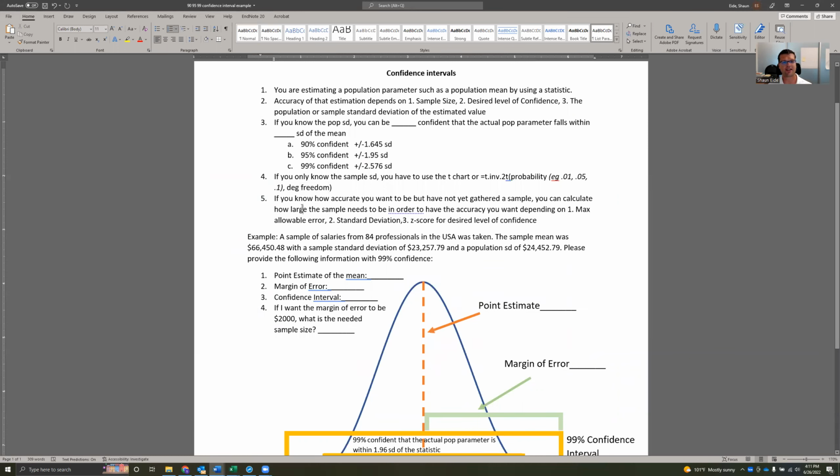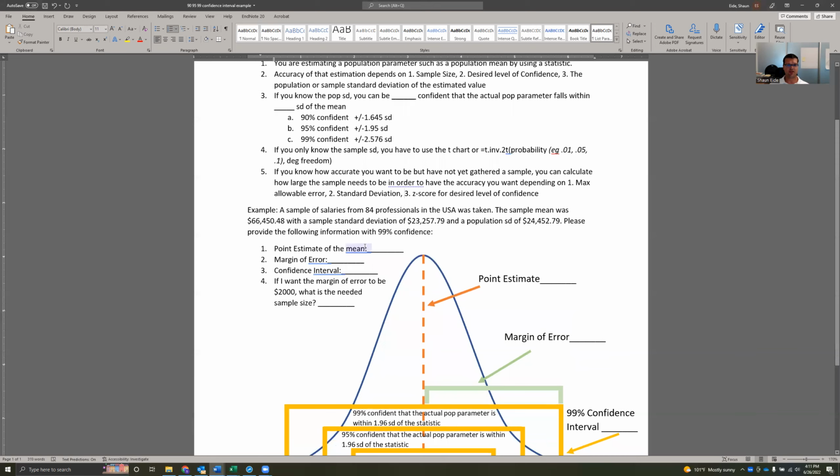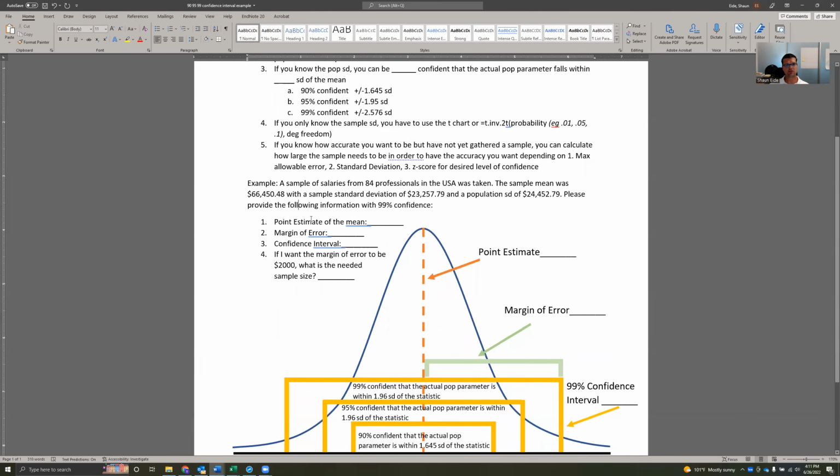And then if you know how accurate you want to be, but have not gathered a sample, you can calculate how large the sample needs to be in order to have the accuracy you want. And this depends on the max allowable error, in other words, how much are you willing to be off by, the standard deviation, and the z-score for the desired level of confidence. Okay, so the point estimate of the mean.